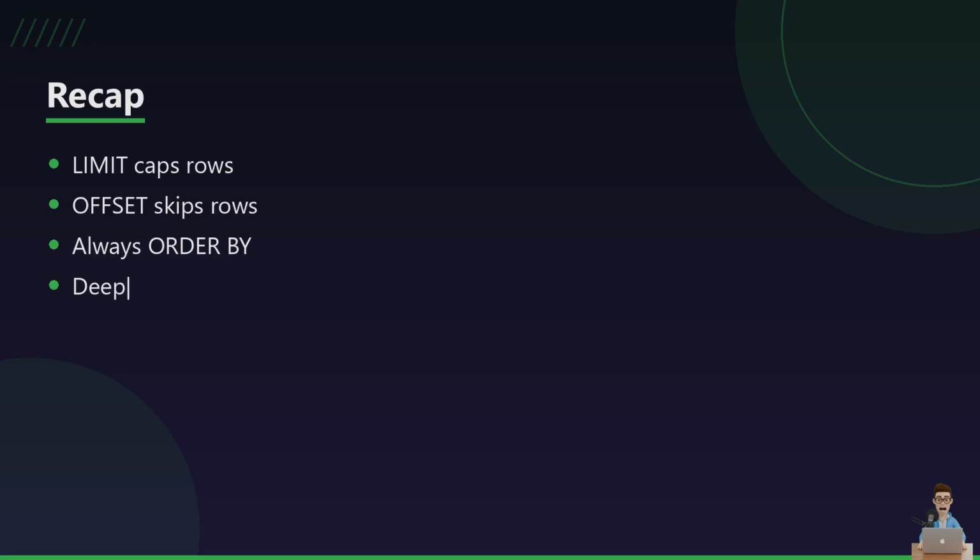Let's land it. LIMIT caps how many rows you get, OFFSET skips rows before you start, and together they give you pagination. Always sort with ORDER BY, so pages stay stable, and when pages go really deep, reach for keyset instead.